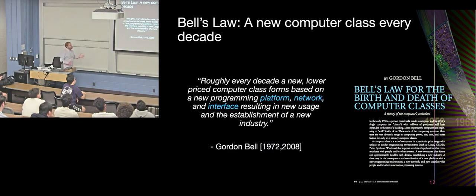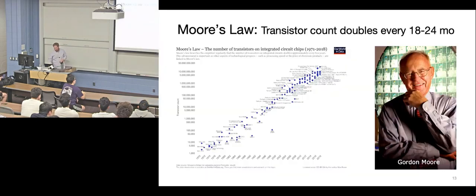So if you think about this, there's this Bell's Law, which says roughly every decade, a new lower-priced computing class forms based on new programming paradigms, networks, interfaces, resulting in a new class and establishing an industry. So basically what they're saying is every decade or so, we come up with a new class of computing device. What's driving this? Many of you have probably heard about Moore's Law.